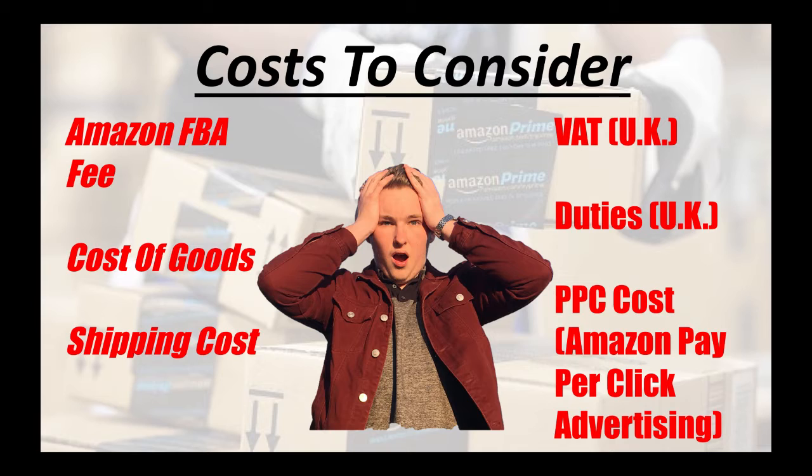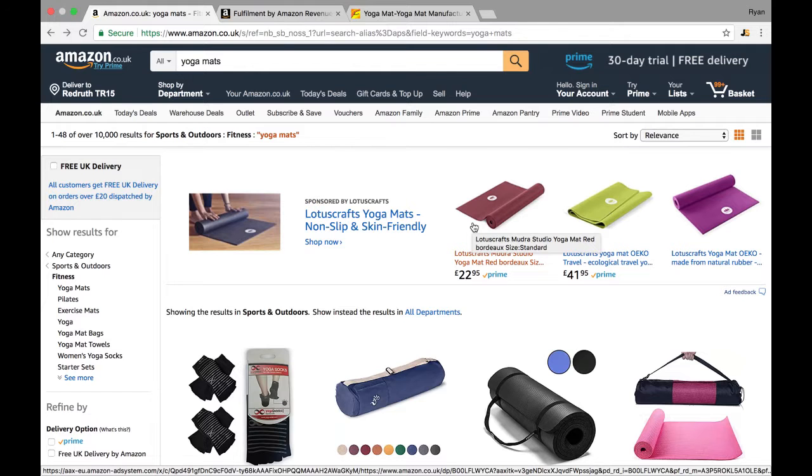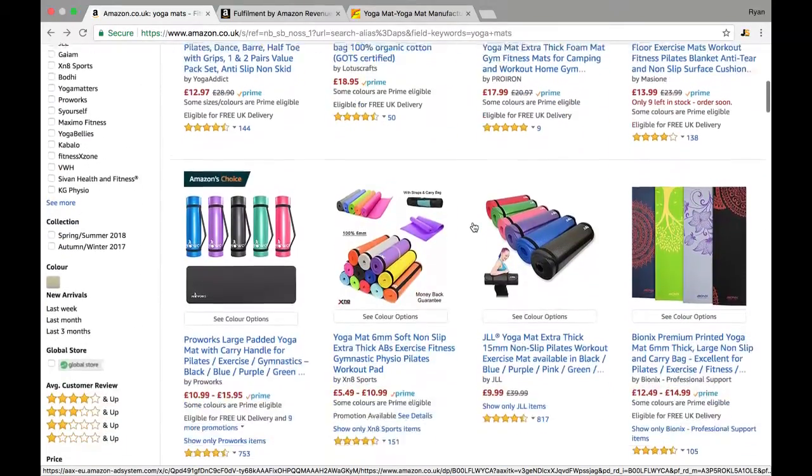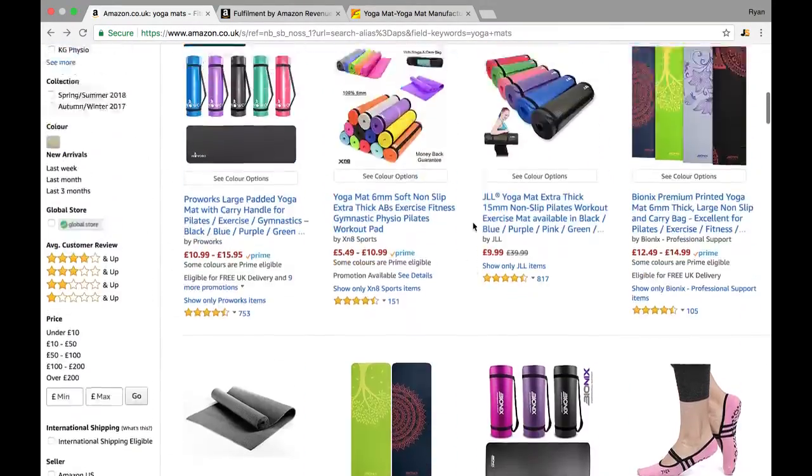Right now, I'm going to get into my actual screen share for how I break it down when I'm looking for a product and exactly how I go through it. So let's get straight into that. Here we are now in the Amazon UK market. We've searched yoga mats. As you can see, there's loads of people selling them, loads of yoga mats.